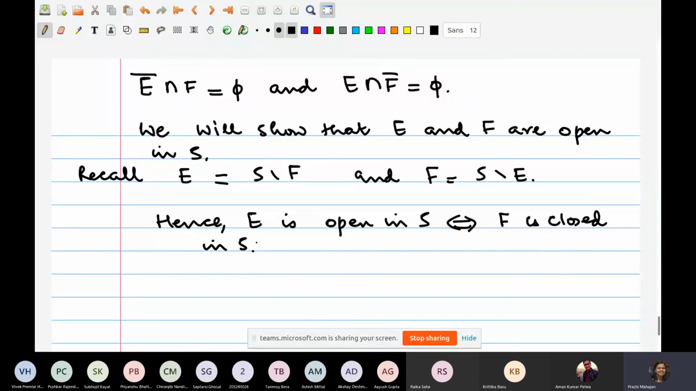Likewise, a similar statement is true for F. F is open in S if its complement, the set E, is closed in S. Is that okay? So in order to show that E is open in S, I would like to show that F is closed in S. All right? Everybody with me? Yes, ma'am. Okay.